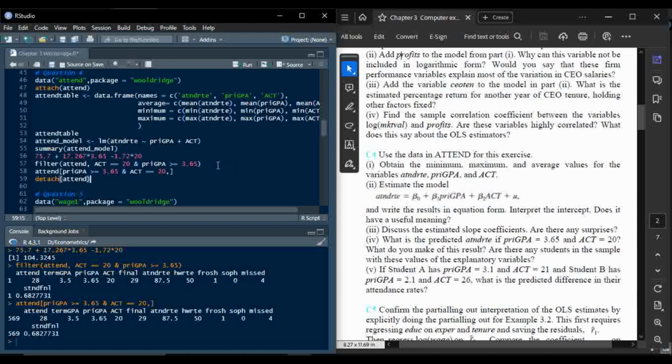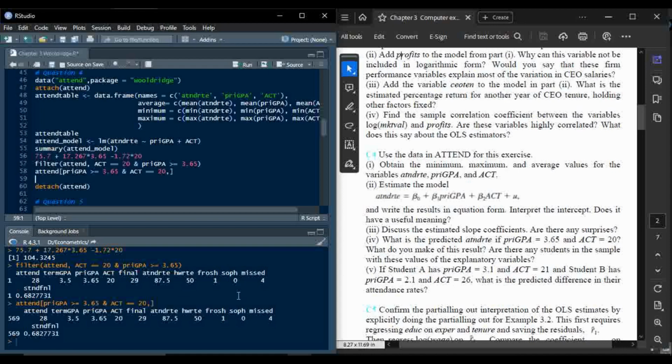Okay, there's one more question. Let's look at the fifth part of this question. If a student A has prior GPA 3.1 and ACT score 21, and student B has prior GPA 2.1 and ACT 26, what is the predicted difference in their attendance rate? The intercept in both the students will be the same. So we have to now calculate the difference between only these independent variable values.